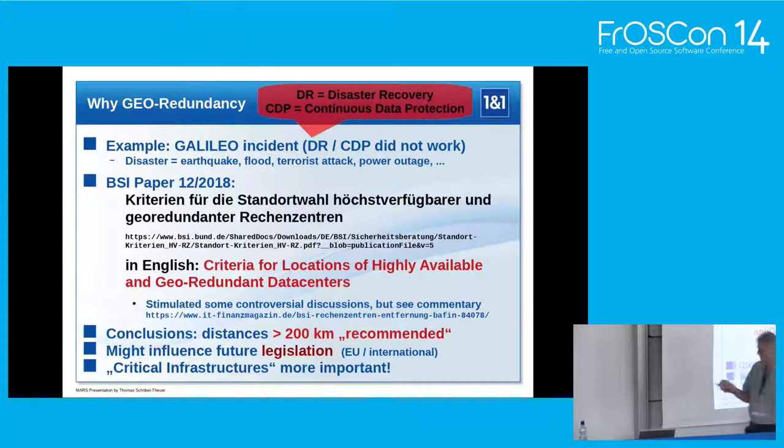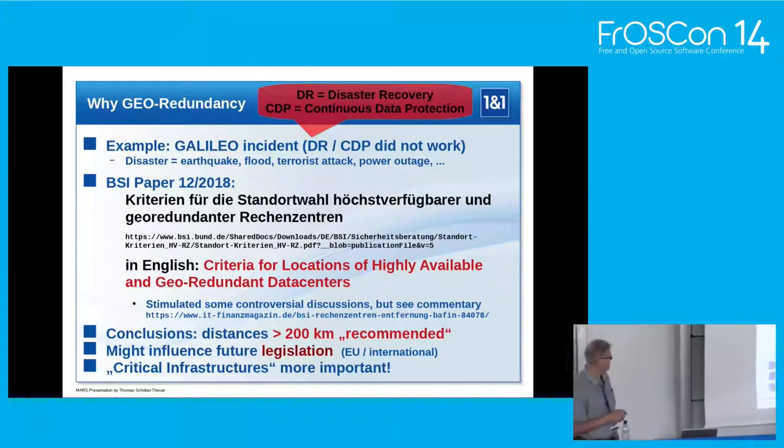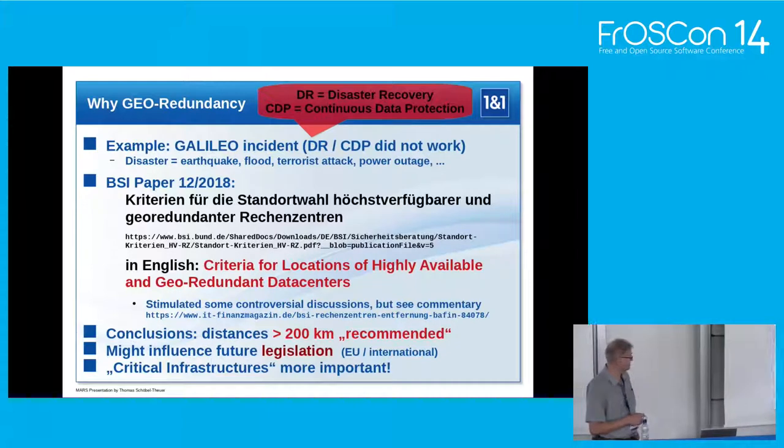And when talking about demands, most of the audience is from Germany. BSI means Bundesamt für Sicherheit in der Informationstechnik, a German authority. Around December, they released a new paper. Here's the German title. The English title means that it's about locations of data centers for those cases where we are talking about critical infrastructures here.